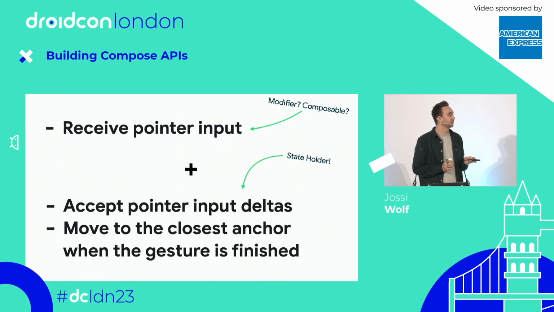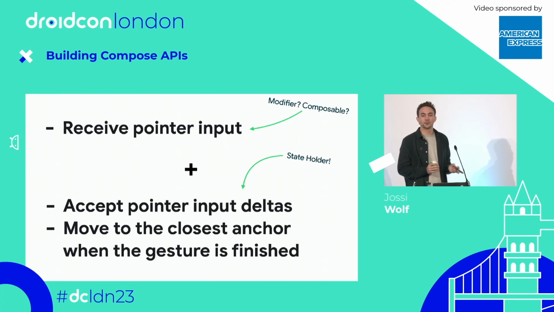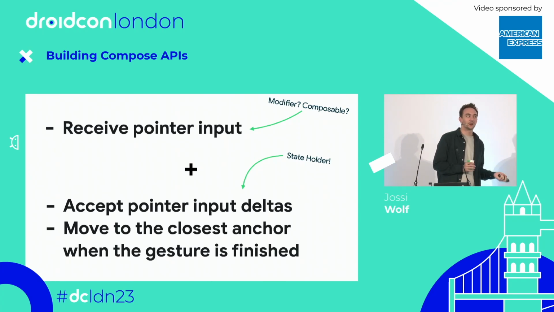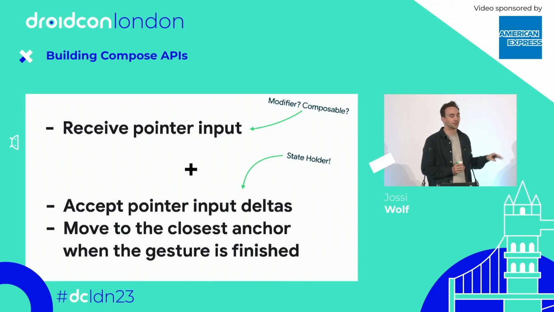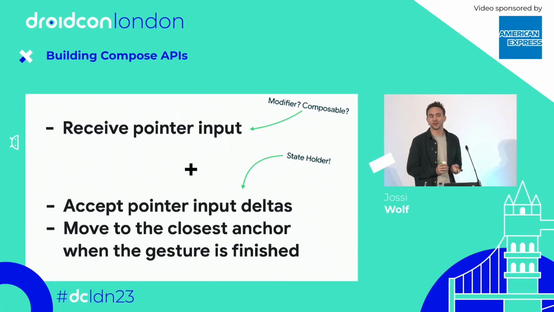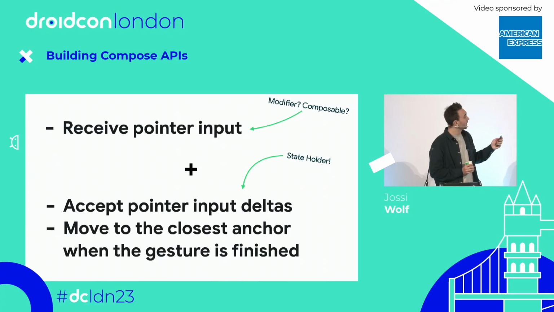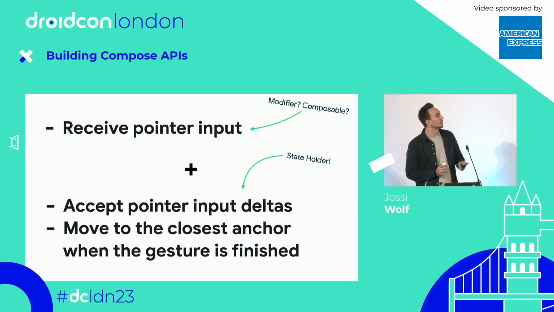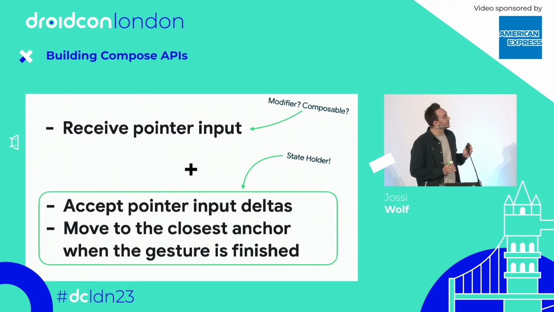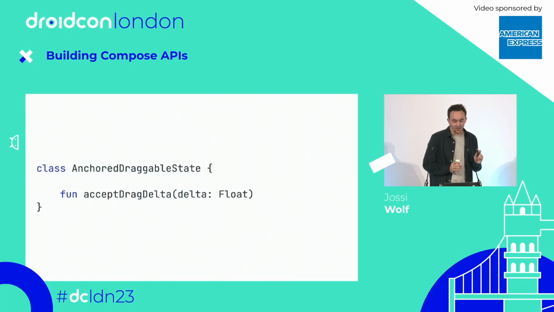So for example, receiving pointer input, how would we do that? How would that look in practice? Would we want to have a modifier, which we saw in the earlier stages, or would we maybe want to have a composable? And for the other things, we can quite clearly say this is something that does some operations, it takes data, it transforms that data, and then moves to the closest anchor when the gesture is finished. We want to have a state holder. Let's start out by defining the state holder, because that's maybe a tiny bit easier.